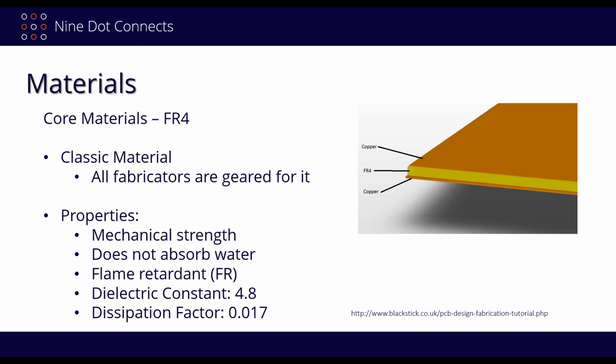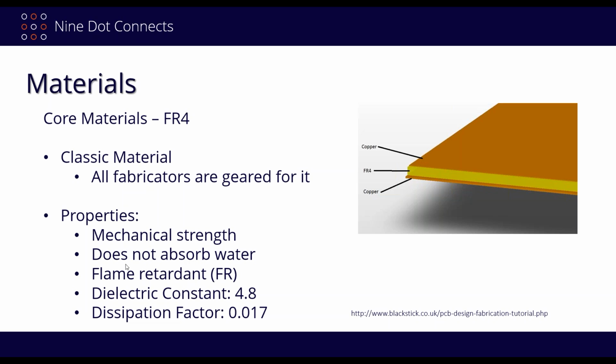But FR4 has always been the classic material because its mechanical strength is really good. If you ever try to take a printed circuit board and snap it in your hands, that's a tough thing to do unless it's a really thin board, because it's got great mechanical strength. It does not really absorb water, practically no water, so it can be used in very humid environments. It can be used in marine environments as well.